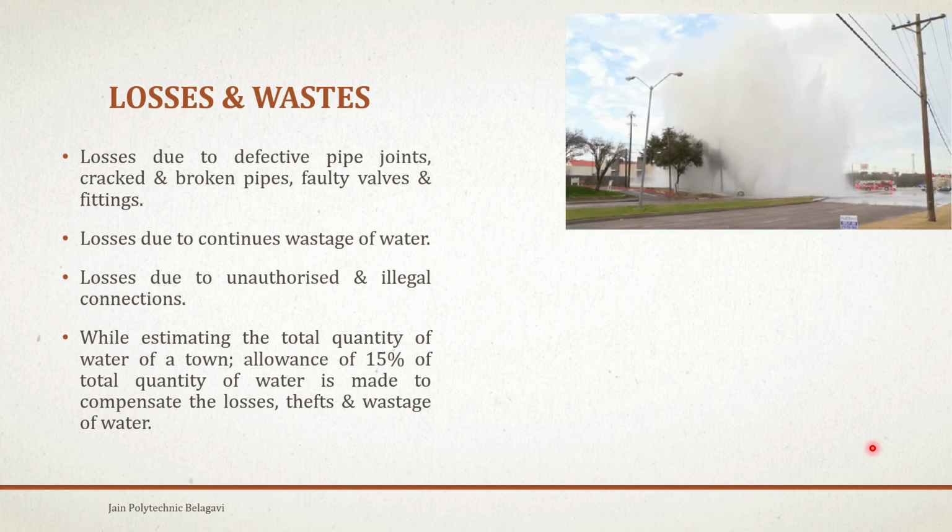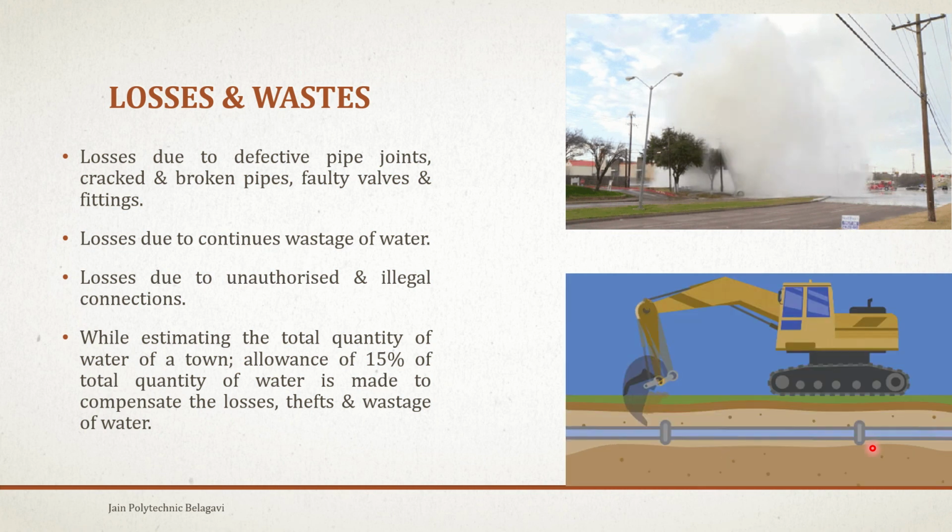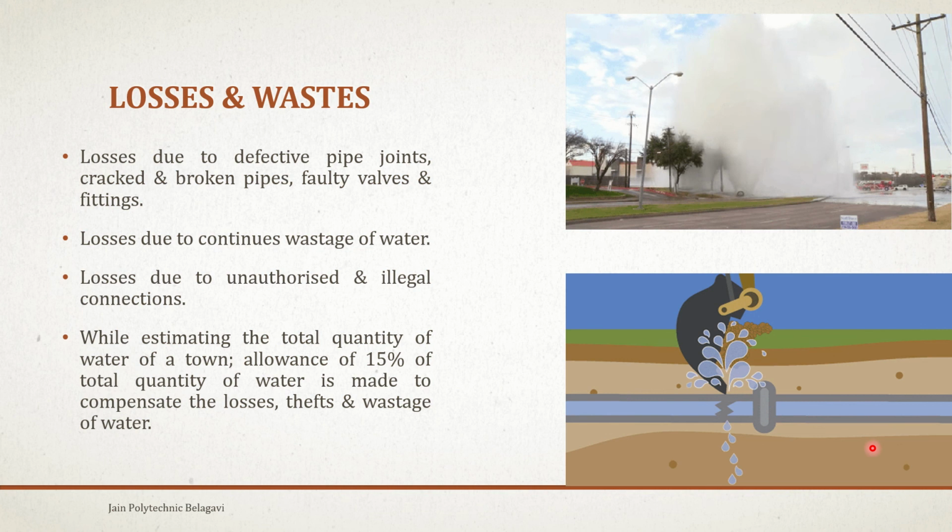So this is one example where the pipe has been broken and the water is spraying just like a fountain. And there is one more where work is happening using a JCB, and they unknowingly broke that pipe. Later the PWD officer is going to come, check the damage, and help in solving this problem.